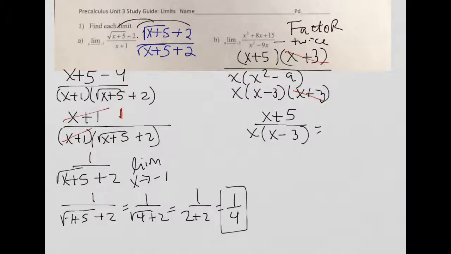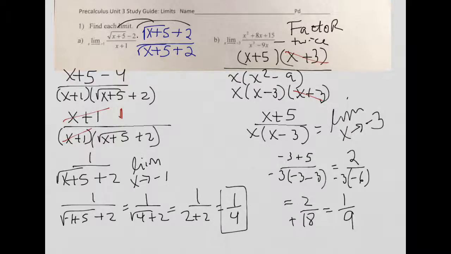Now I could plug in my limit value, which is -3. So when I plug in -3, be careful of your signs. So it's positive 2 on the top, -3 times a -6. Those two become positive 18, reduces to 1/9. So 1b, the answer for that limit is 1/9.